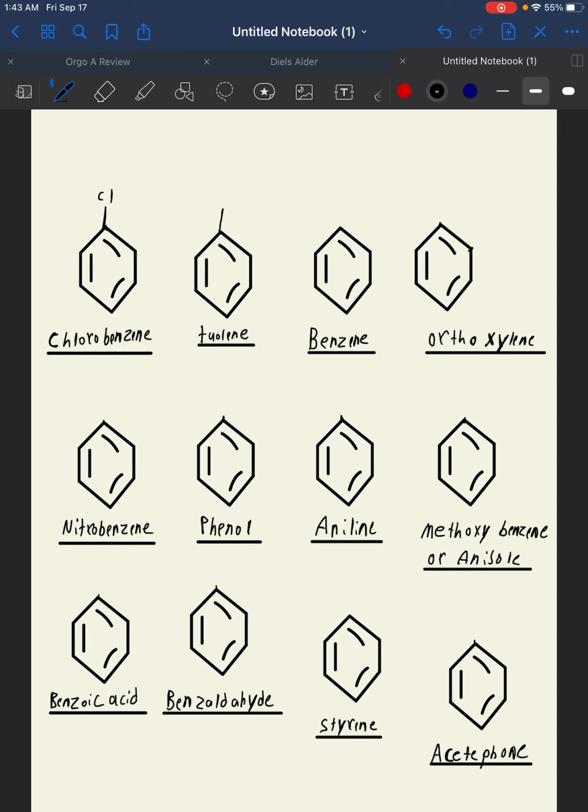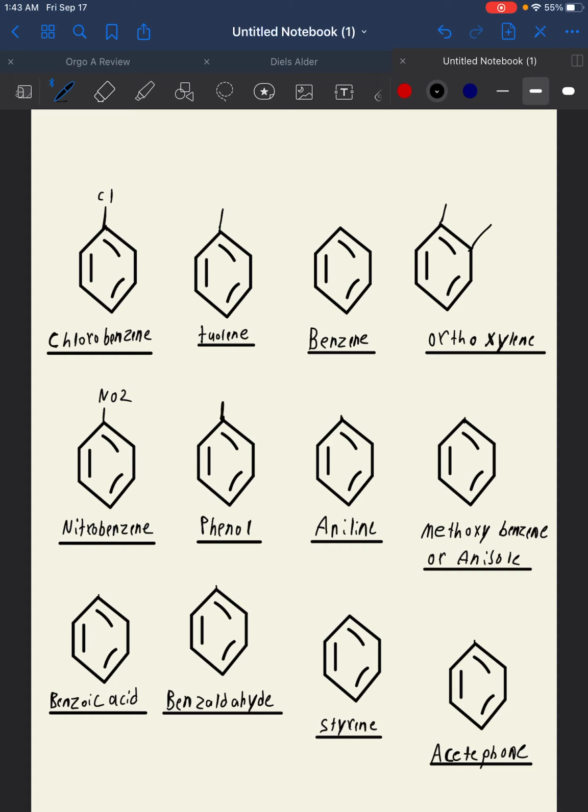Toluene is just a single methyl attached to the benzene ring. Benzene, don't even touch it. It's the exact same thing that I have drawn there. Orthoxylene is two methyl groups side by side, or ortho in configuration. Nitrobenzene is a benzene ring with your nitro group attached on, and the nitro group is a positively charged nitrogen with a double bonded oxygen and a single bond oxygen that carries a negative charge.